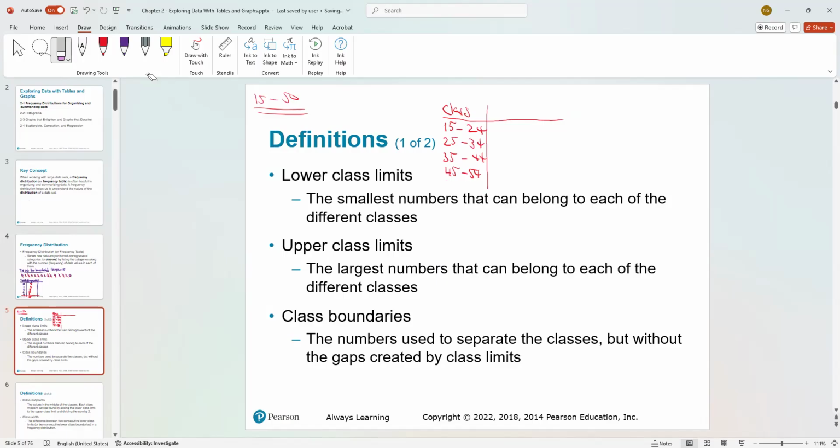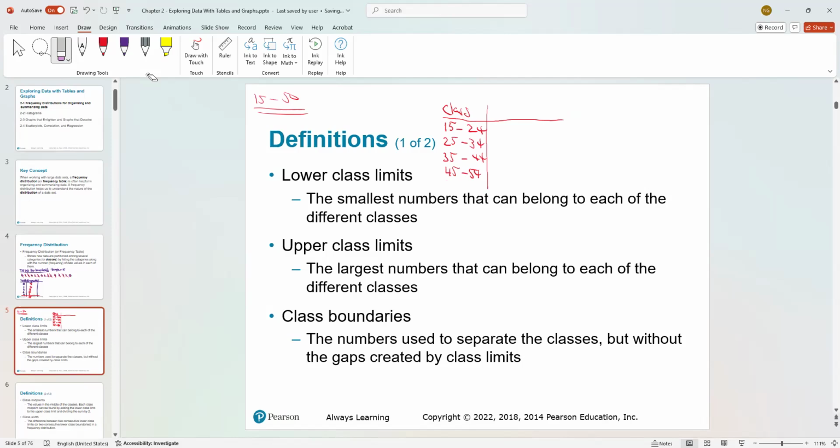Make sure you count all students aged 15 to 24, that is the frequency, and put it in the first class. In the second class, you count all students from 25 to 34 and put it in the second class. In the third class interval, you count all students aged 35 to 44, and the last class, 45 to 54.